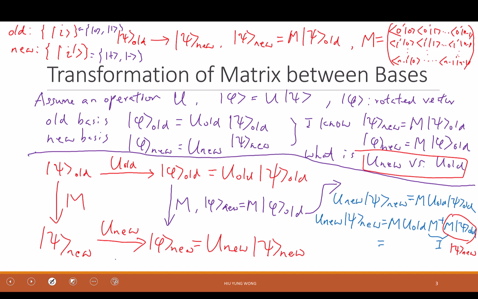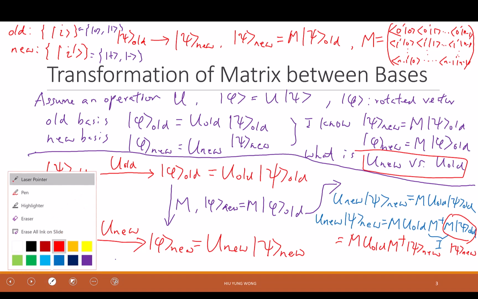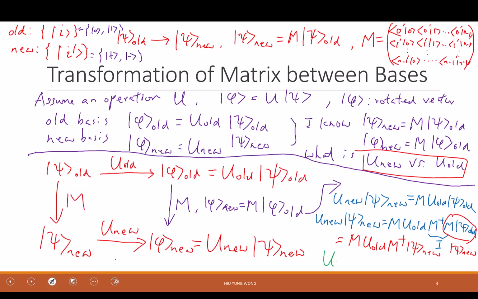Okay, and now you're saying that is it? No, this is nu, right? Because it's O times M, so it's nu, right? So this whole thing equals, let me move this a little bit, M U O M dagger psi nu. Right? So here I have U nu times psi nu equal to this whole thing times psi nu. Then what does it mean? It means U nu must be equal to M times UO times M dagger.